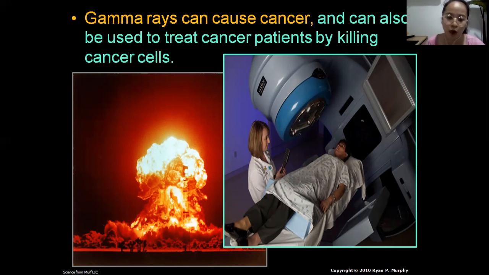Do not expose yourselves every day to dangerous waves. If it is needed for you to have X-rays, or if you have a disease like cancer, you need to undergo this treatment for you to have a longer life.